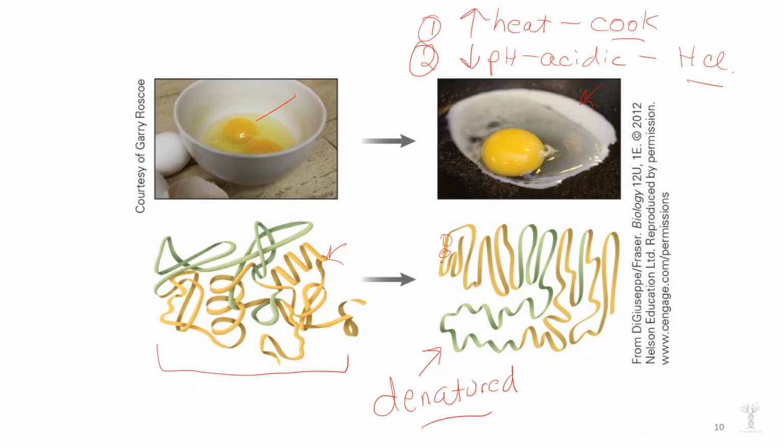All of the individual amino acids that make up the protein are not damaged. And when we digest this protein, we're going to break them into the individual amino acids before we absorb them. So denaturing proteins, when we cook them or digest them, is okay. The amino acids are still fine.